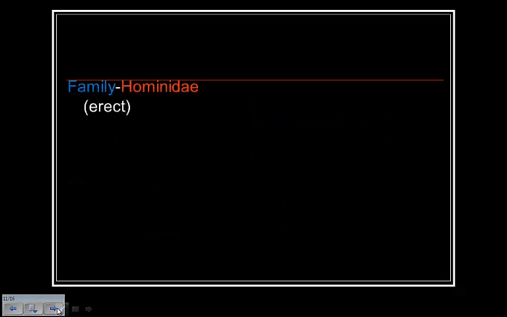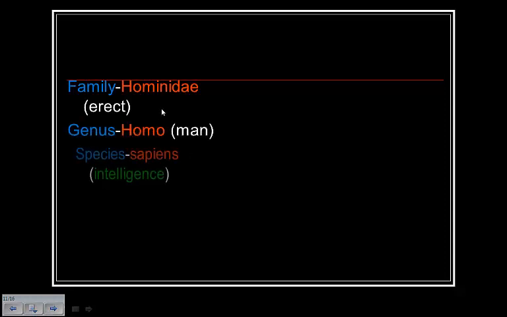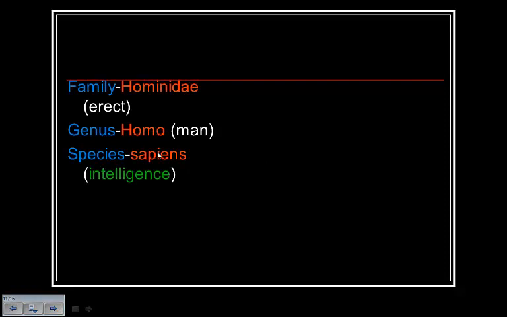Okay, kingdom, phylum, class, order, family. Family is Hominidae, and the genus is Homo, and the species is sapiens. So you've heard humans referred to as Homo sapiens, and that's why, because we're talking about the genus and the species name.